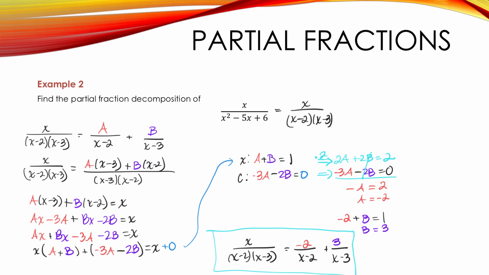So if you wanted to see the check, I can do that over here on the right. We'll do it in blue. So here's our check. We would have negative 2 times the quantity x minus 3 plus 3 times the quantity x minus 2. And we want to know, does it equal x? I'm running out of space there, but we'll just put it that way. So we get negative 2x plus 6 plus 3x minus 6. Does it equal x? Well, 6 and 6 cancel. Negative 2x plus 3x is indeed x, so it does check. So our work is sound.